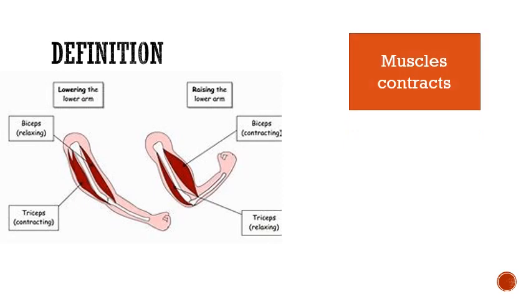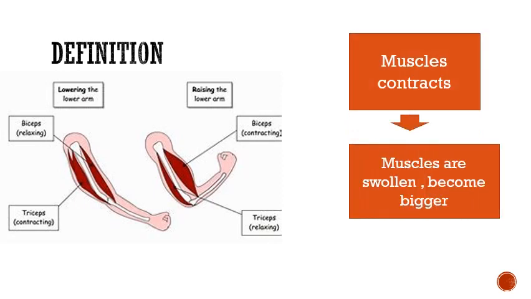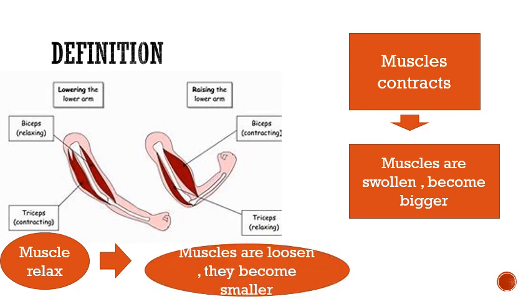So when muscles contract, it means that they become bigger. They are swollen. And when muscles relax, it means that they are loosened. They become smaller. So when we contract our muscles, they become swollen, they become bigger. And when we relax our muscles, they become loosened. They become smaller.